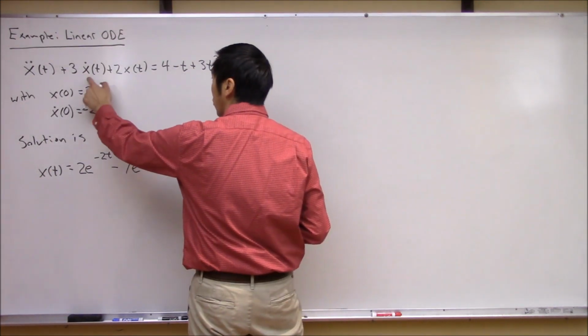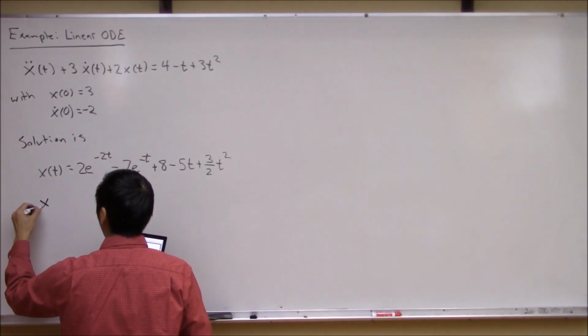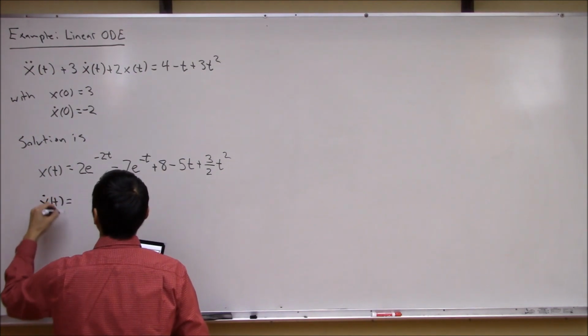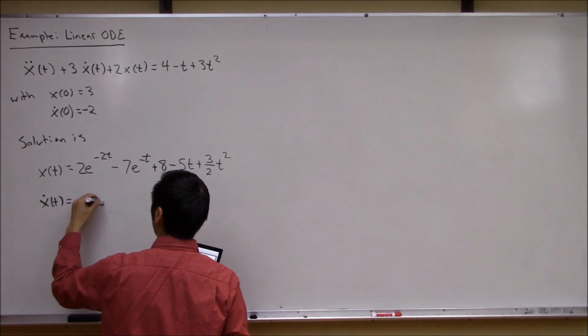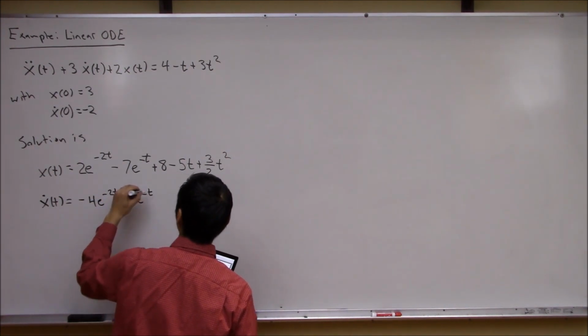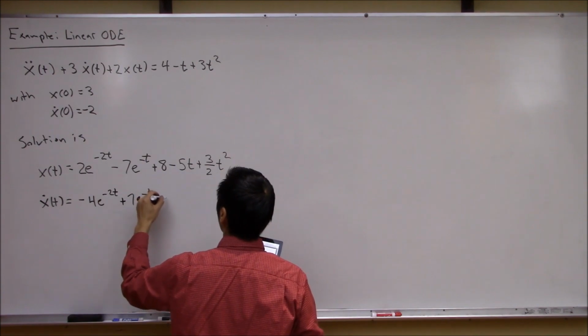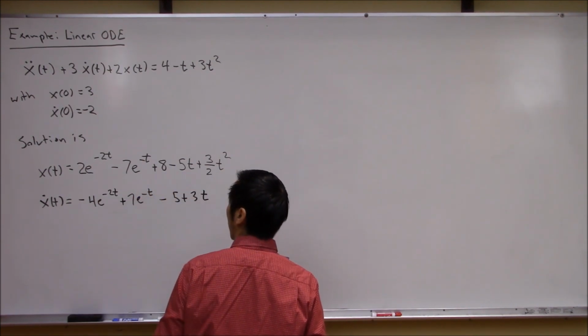To do that, we're going to need x dot, so maybe we should compute that right now. Let me write down what x dot of t is. Just take this thing's derivative. This is minus 4e to the minus 2t plus 7e to the minus t. That goes away. We end up with minus 5 plus 3t. Would everyone agree that's x dot?